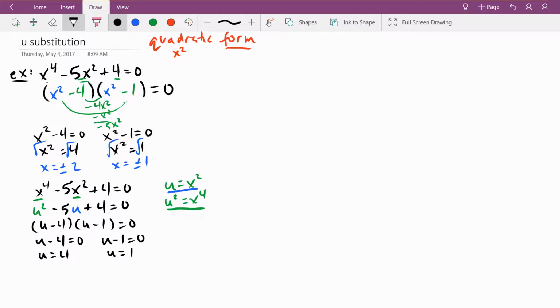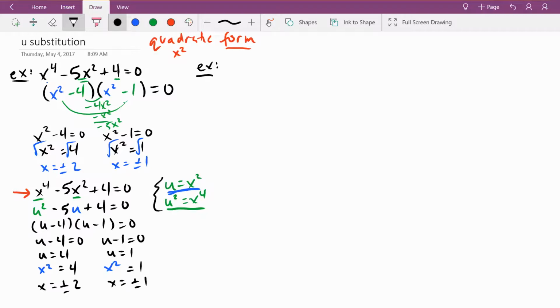But the original problem didn't have U, it had x. So we need to go back in and plug in x squared for U, because that was a substitution we made just to make this problem easier for a second. Well, now we're back to the example above, and again, why would we do this? Because some of these problems get pretty complex, and using this idea of U substitution can make it a lot easier. Let's check out another example.